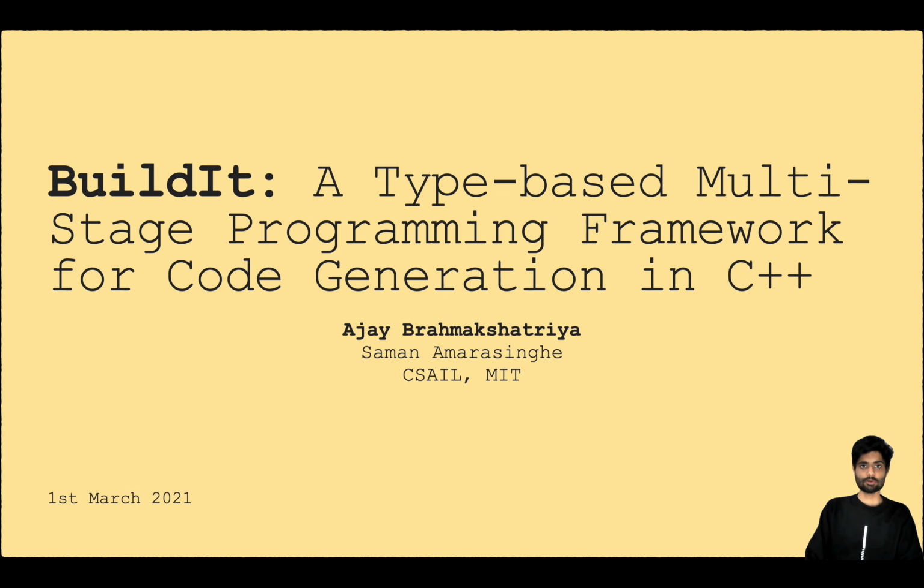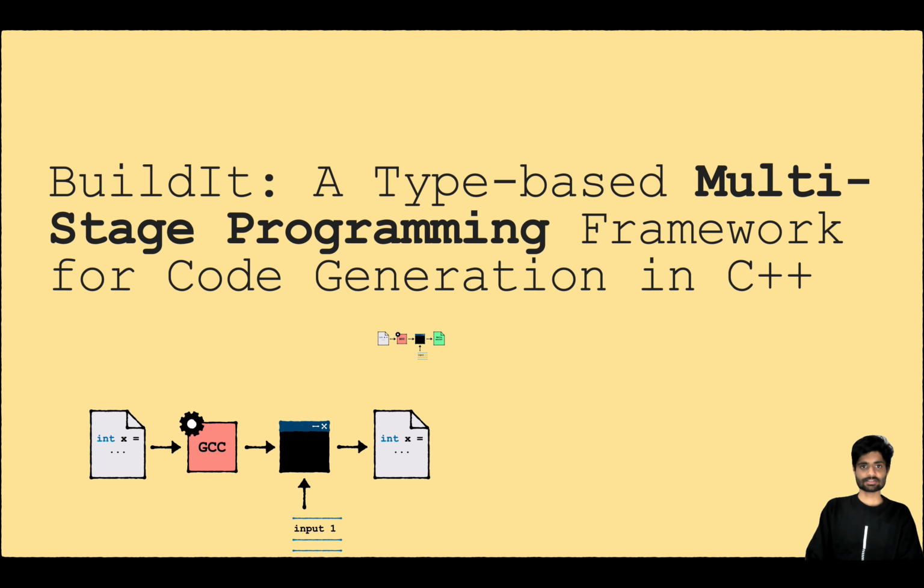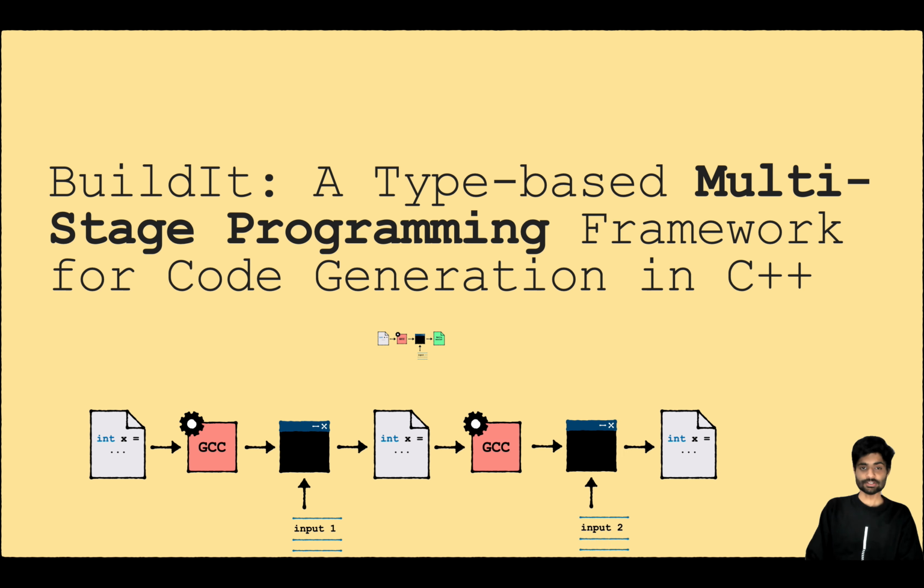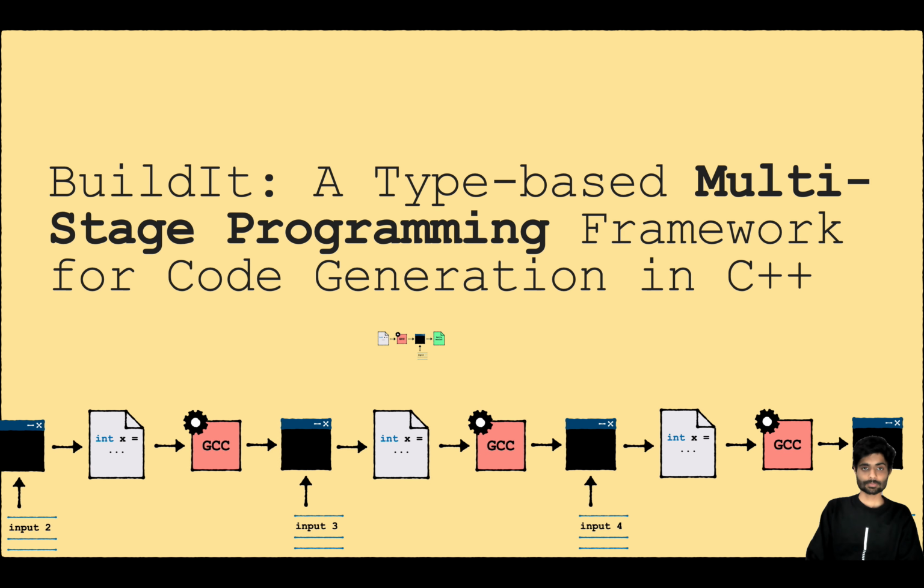Today, I'll talk about BuildIt, which is a type-based multi-stage programming framework for code generation in C++. BuildIt is a library that lets you write programs in multiple stages, which means that the output of each stage is also some source code which can be further compiled and executed with new inputs. This can be repeated as many times as you want before generating the final output.